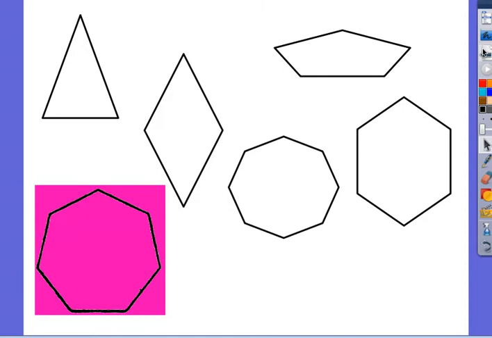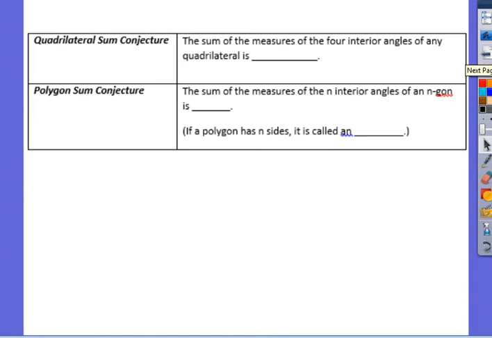So a triangle is the smallest polygon, because if you only have 2 sides, you have a ray or an incomplete shape. But most polygons we deal with are not triangles or squares. When we talk about polygons, we usually are talking about 5 sides or more. But a triangle and a square are polygons. So take a look at this. I'm going to fill this out for you. I'll fill out the quadrilateral sum conjecture and the polygon sum conjecture.